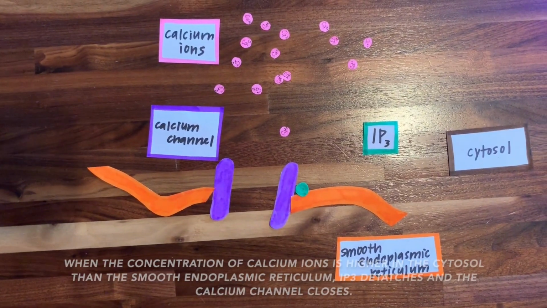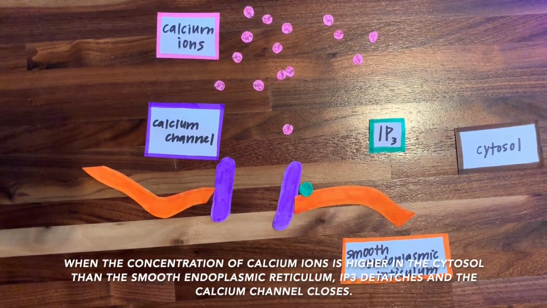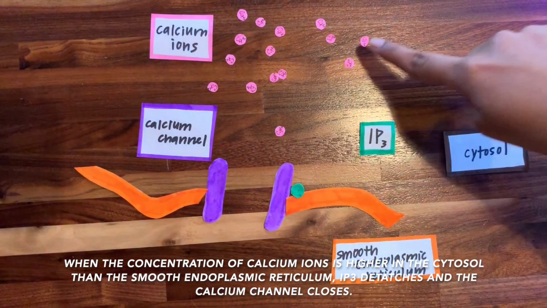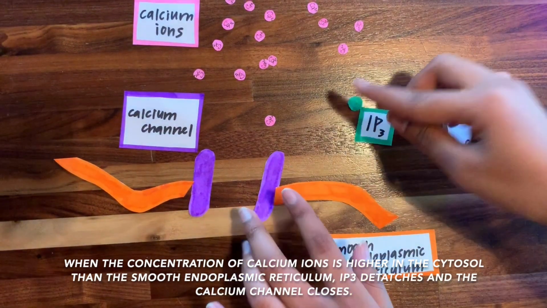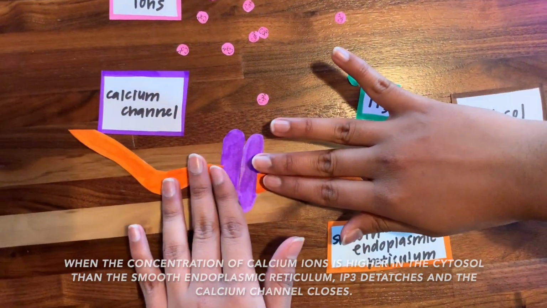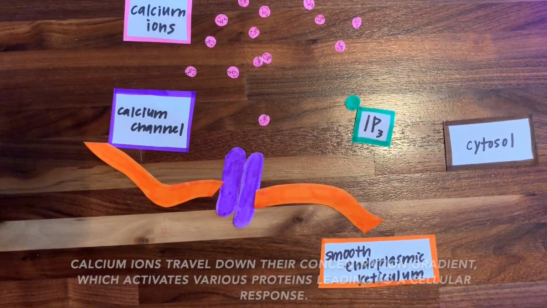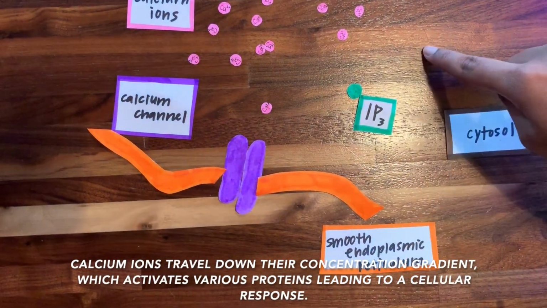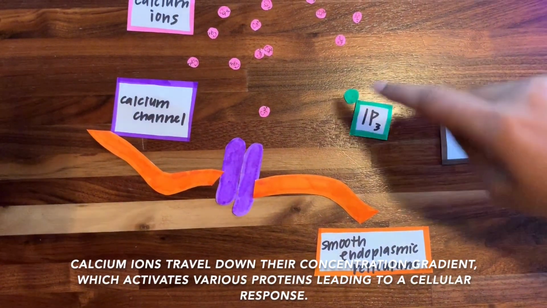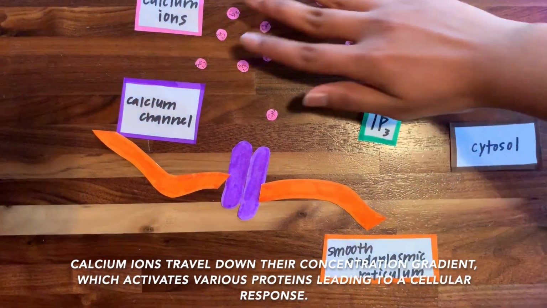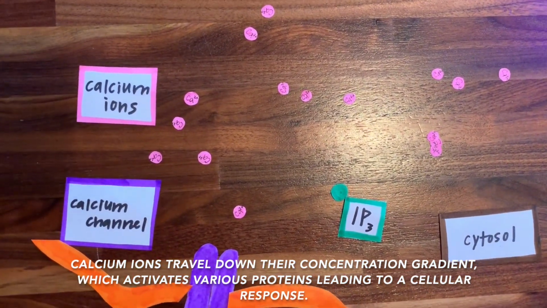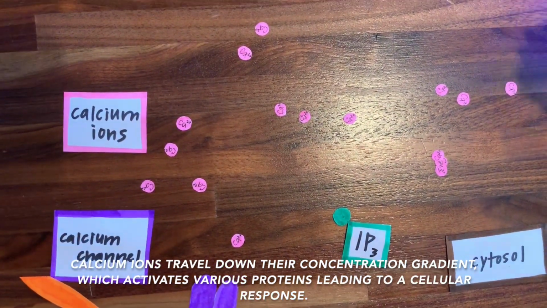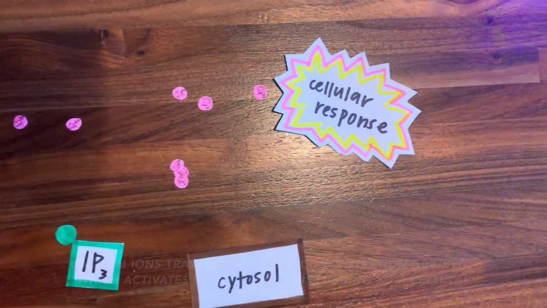When the concentration of the calcium ions becomes greater in the cytosol than the smooth endoplasmic reticulum, then the IP3 will disconnect from the channel, therefore closing up the calcium channel. The channel allows calcium to travel down its concentration gradient as they flow outside of the endoplasmic reticulum, increasing cytosolic calcium concentration levels. These calcium ions activate various proteins, which ultimately leads to a cellular response.